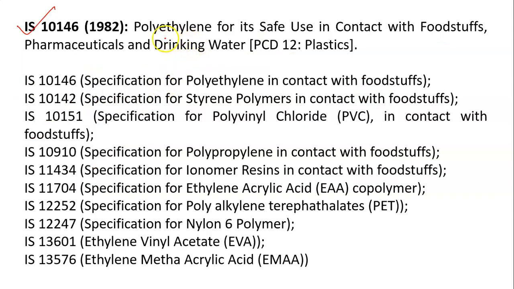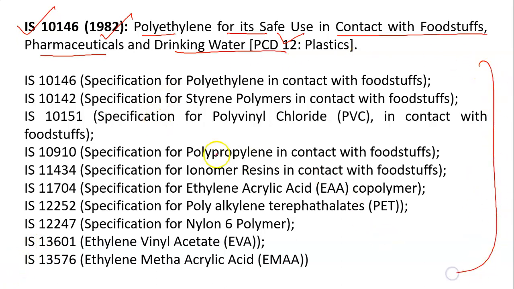So friends, first of all, your answer will be IS 10146, and it came in 1982, and it deals with polyethylene for its safe use in contact with foodstuff, pharmaceuticals and drinking water, and the PCG12, that is plastic. And these are some other standards if you want to remember them.